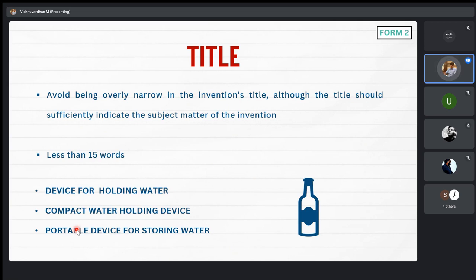So I am indicating what it is. It's pretty much a water bottle, but I'm keeping the room open for me to create modifications in this bottle, because just for a water bottle, you will not get a patent. So I'm creating an ambiguous enough title where I have the breathing space to create more innovation, to create an inventive step in this invention itself. So don't keep it too broad, don't make it too narrow. Yes, any doubts?